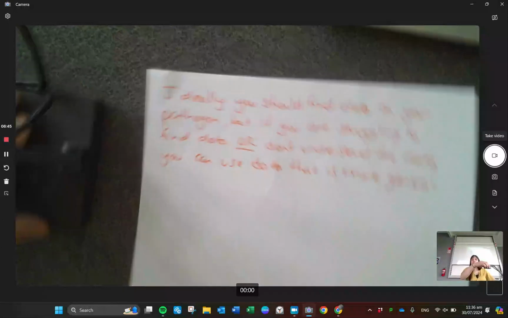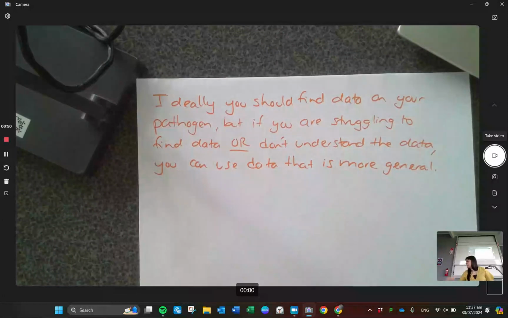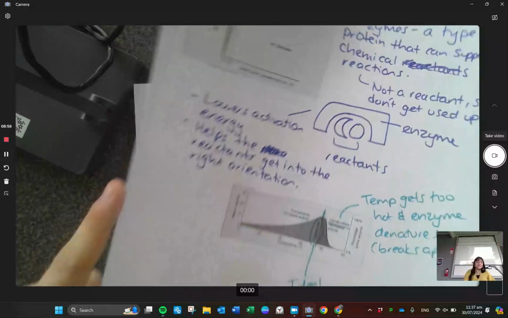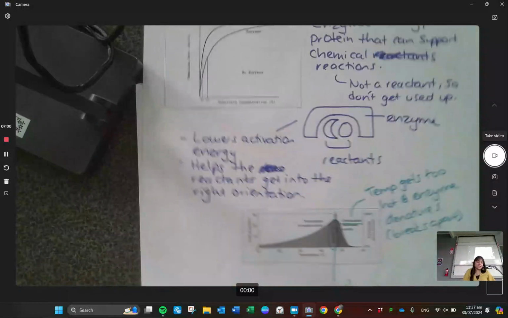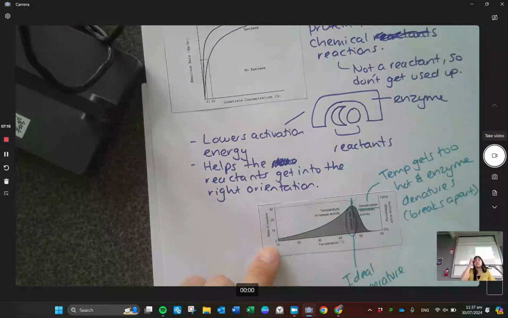I should make this sideways so that when I write, I don't have to move it. All right, so for example, you could use data like this. The data we see over here is about enzyme activity at different temperatures. Even though this is not related to a particular pathogen, and in fact not even to viruses, bacteria, or fungus, you can use data like this because it explains what's happening with your enzymes at different temperatures. So it is okay for you to use data like this.